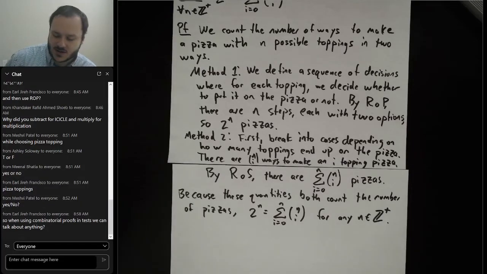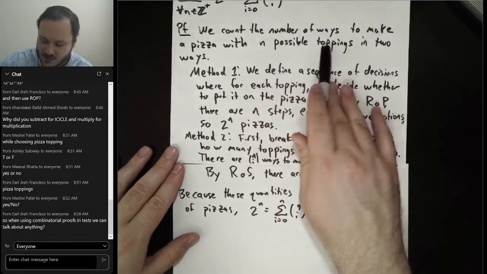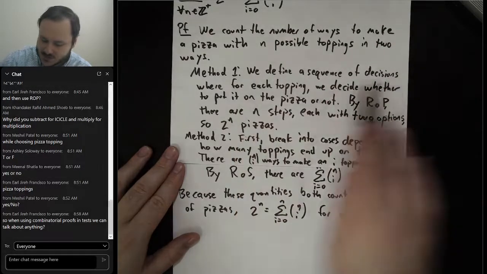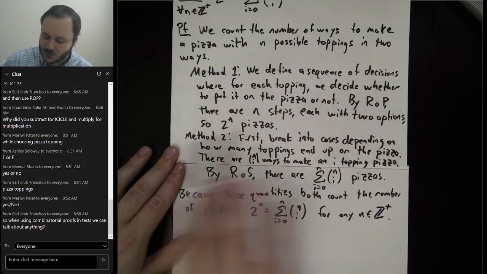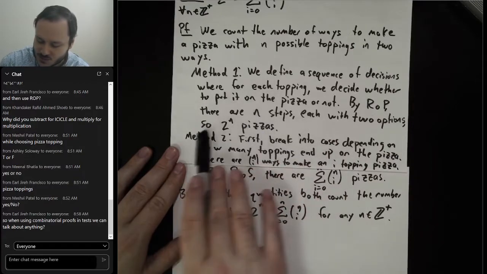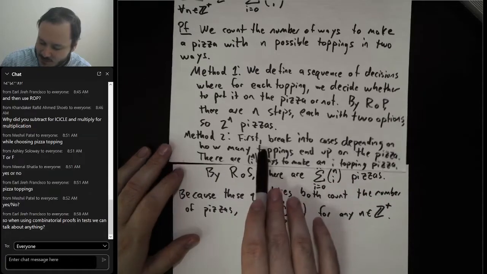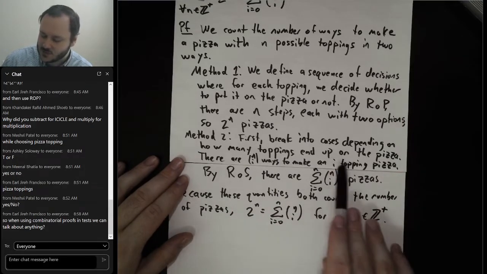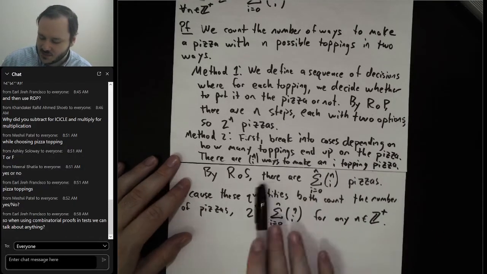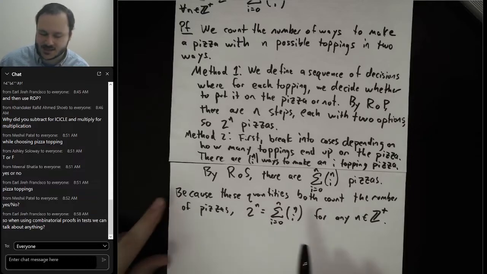If you prefer, feel free to write this with sets. We count the number of ways to make a subset of a set with n elements in 2 ways. We define a sequence of decisions for each element. We decide whether to include it in the subset or not. By rule of product, there are n steps, each with 2 options, so 2 to the n subsets. Method 2, first we break into cases depending on how many elements end up in the set. There are n choose i ways to make a subset with i elements. By the rule of sum, there are this many subsets. Because both quantities count the number of subsets, these things are equal.